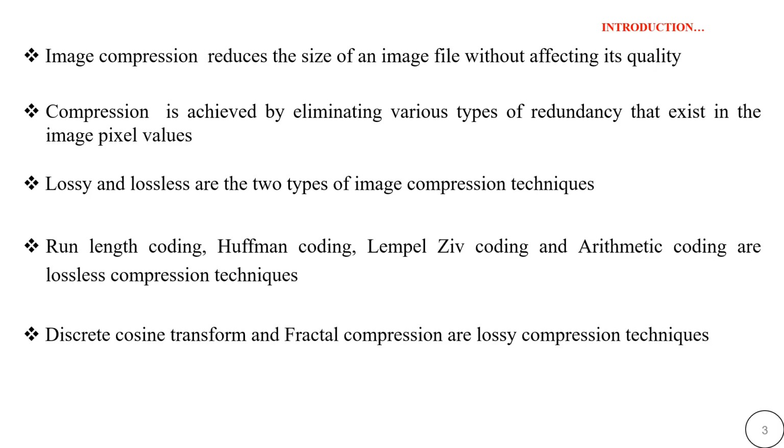So image compression reduces the size of an image file without affecting its quality by eliminating various types of redundancy, such as coding redundancy, interpixel redundancy, and psychovisual redundancy. Lossy and lossless are the two types of image compression techniques. In lossless compression, the original image can be recovered exactly from the compressed image without any loss of data, which means the loss is very minimal. In lossy compression, some amount of data is lost in the reconstructed image.